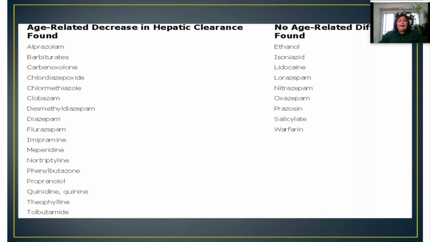difference was found. When we're talking about an age-related decrease in hepatic clearance found, it can be alprazolam, barbiturates, carbenoxolone, chlordiazepoxide, chlormethiazole, clobazam, desmethyldiazepam, diazepam, flurazepam, imipramine, meperidine, nortriptyline, phenylbutazone, propranolol, quinidine, quinine, theophylline, and tolbutamide.